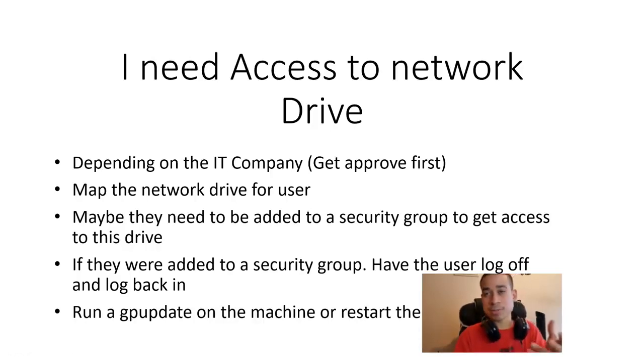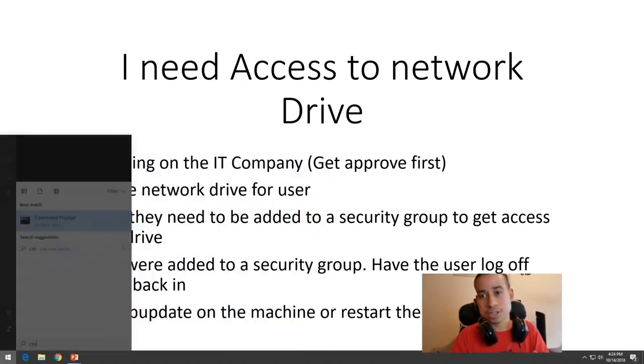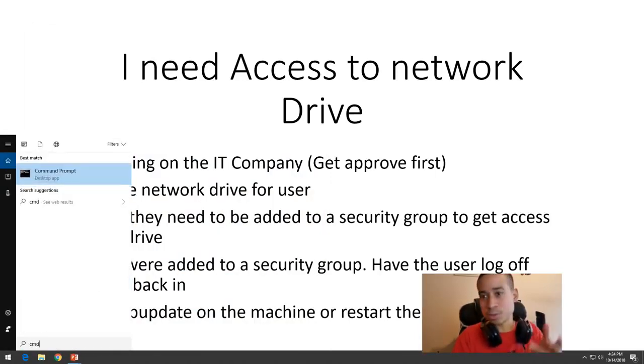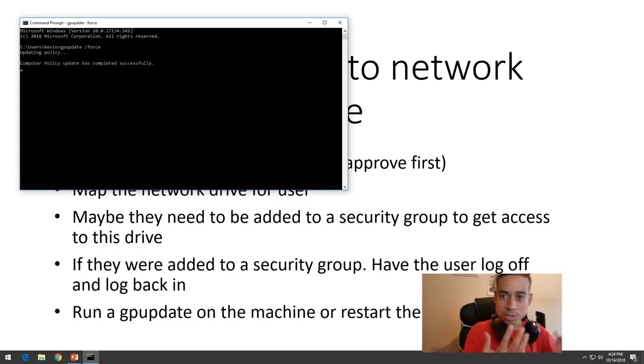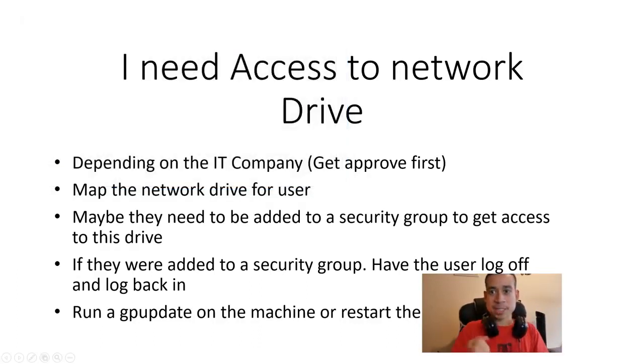When you do give someone access to a security group, they have to do a GP update on their computer. So you would go to the command line and run gpupdate /force. So it updates the policy. It grabs a fresh policy that you just pushed in, and it gives them access to that share drive. Pretty much that's how you do it. And then they would have to log off and log back in. Oh, I need you to log off, log back in. Oh, I need you to restart your computer. It's the same thing.